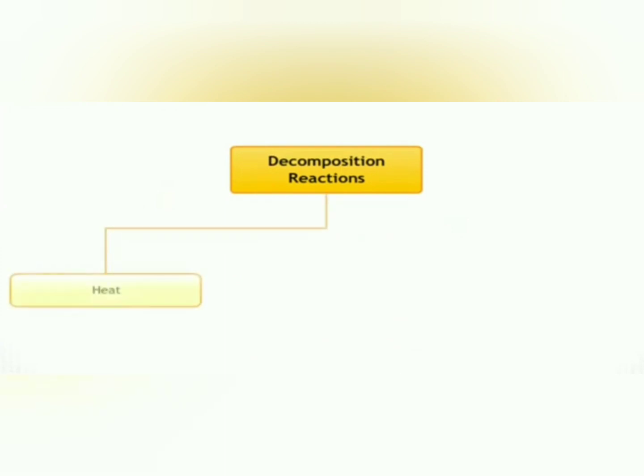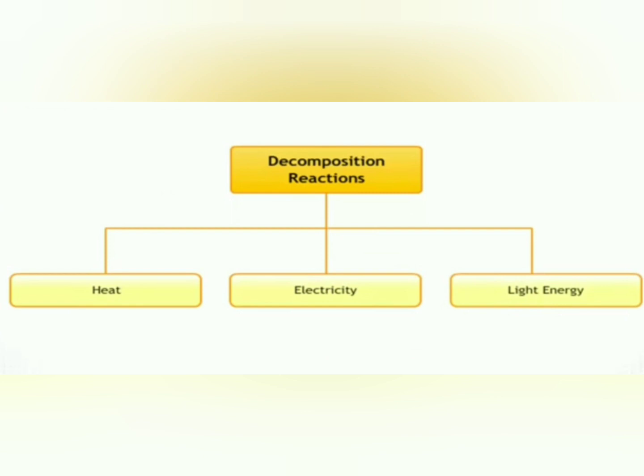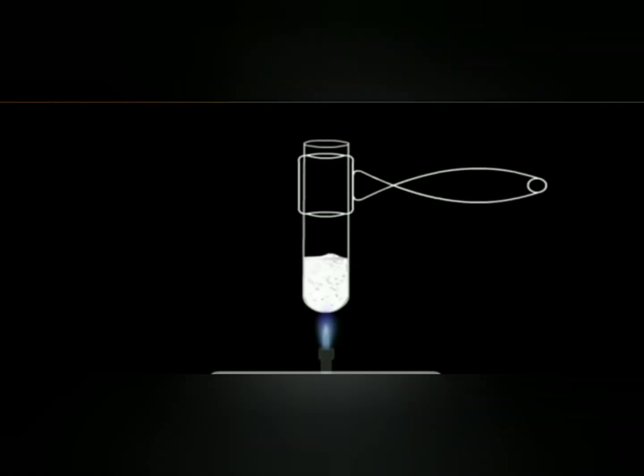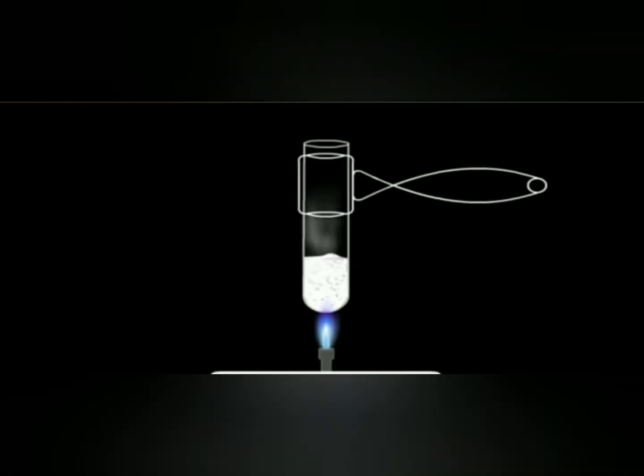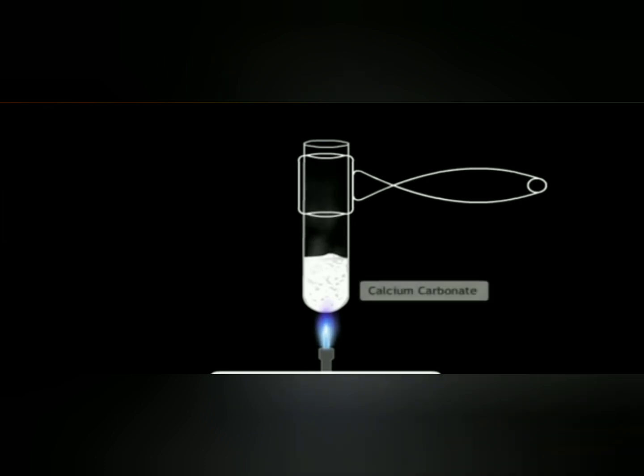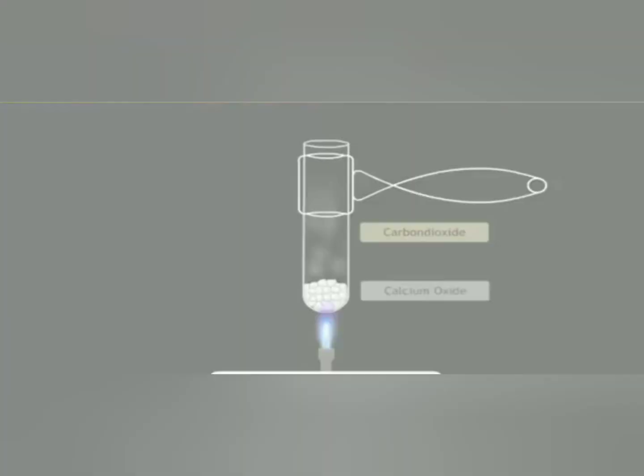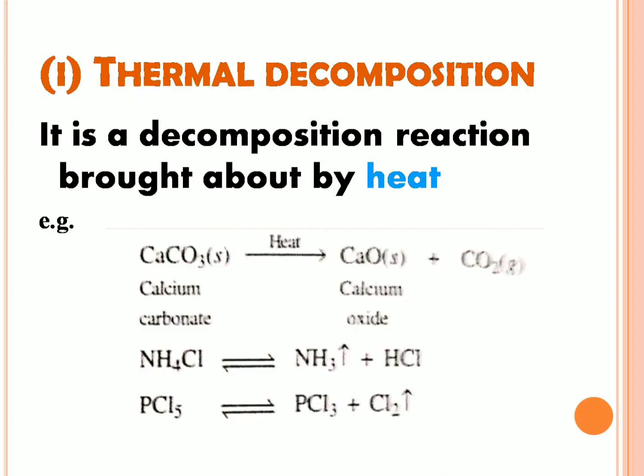Decomposition reactions use heat, electricity, or light energy. Decomposition by the action of heat is called thermal decomposition. For example, calcium carbonate on thermal decomposition gives calcium oxide and carbon dioxide. So a decomposition reaction brought about by heat is called a thermal decomposition reaction.